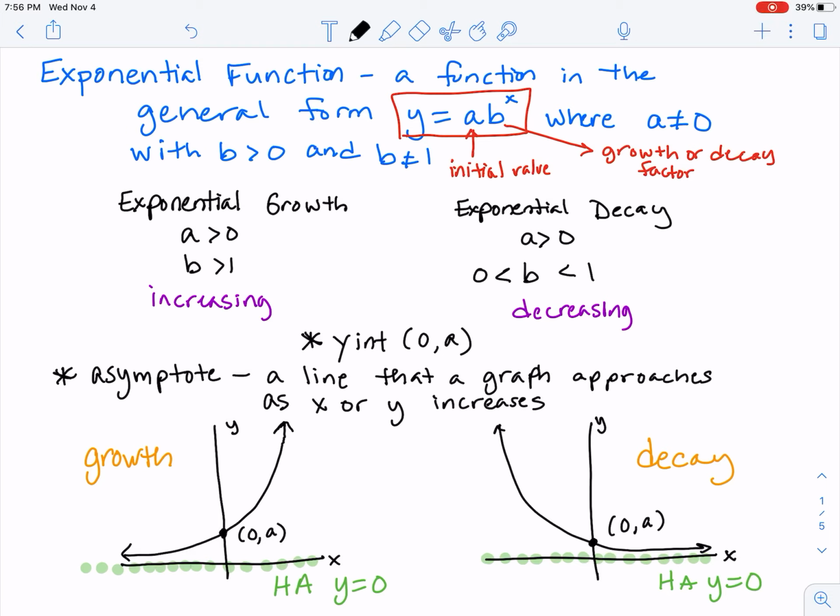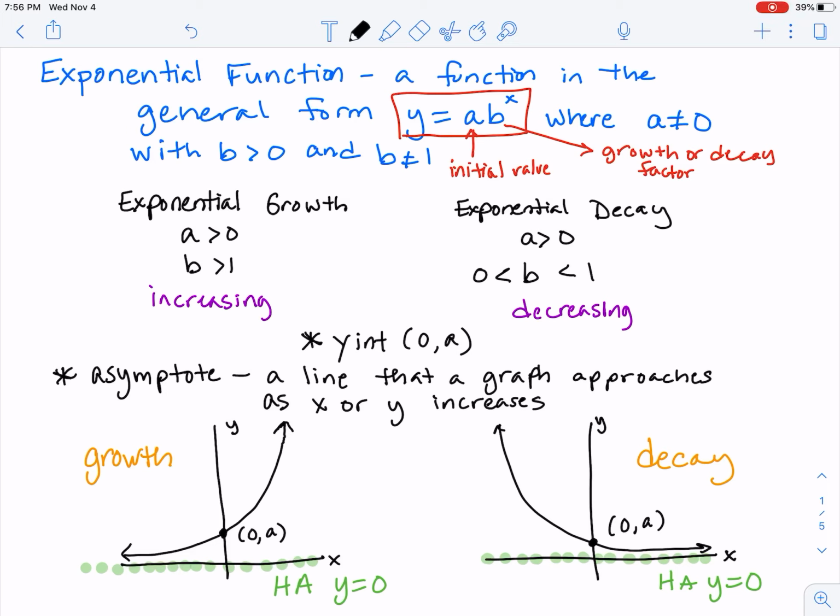Y equals a times b to the x. And this is where a doesn't equal 0, b is greater than 0, and b does not equal 1. So anything that is in that form, where x is in your exponent, that is an exponential function. Now this y equals ab to the x, the a value is your initial value. That's going to tell you what your y-intercept is. The b value is going to be your growth or decay factor.